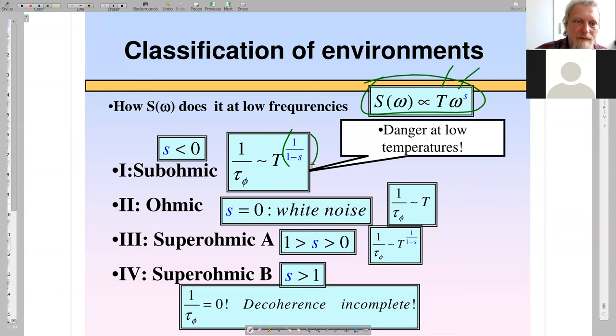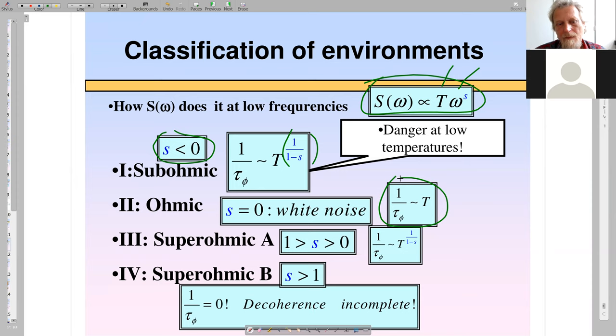Noise can be subohmic in the sense that this exponent can be negative. And in this case, there's a danger at low temperature, so that at low temperatures, 1 over tau_phi becomes eventually bigger than temperature. So there was some danger. If the environment is ohmic, we have white noise, and 1 over tau_phi is just proportional to temperature.